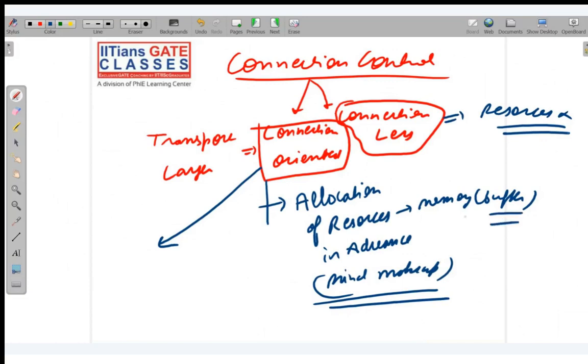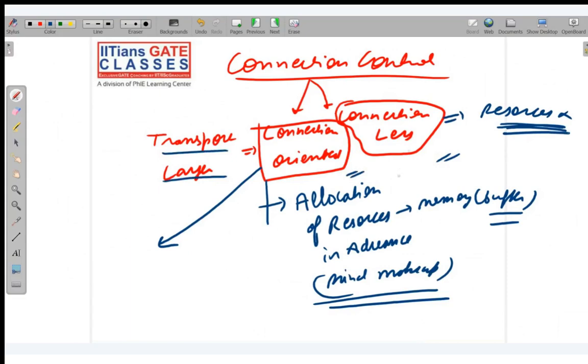Connectionless means allocation of resources is not done, like when you do chatting or WhatsApp. You simply send some message to somebody and you forget about it. Whether he or she replies after 1 hour or 2 hours, he will reply according to his or her ease. But if you call somebody, your expectation is very high that you will immediately want a response. So that is connection oriented and that is connectionless. The transport layer provides both services.